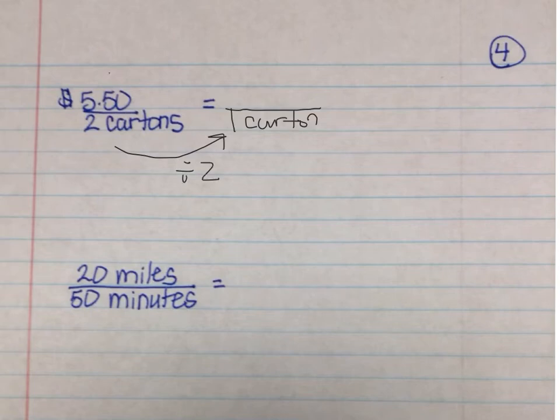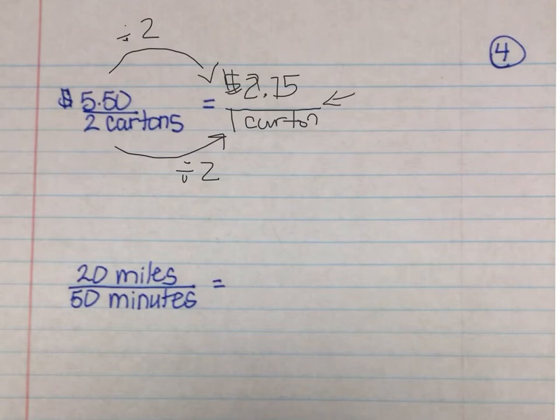So that's exactly what we're going to do on the top, because you have to do the exact same thing. Divide by 2. Okay? And when you divide 550 by 2, you get 275. Okay? So it's 275 per carton, remember? That line means per. I'm going to keep saying that to you, remember. Okay? 275 per carton.